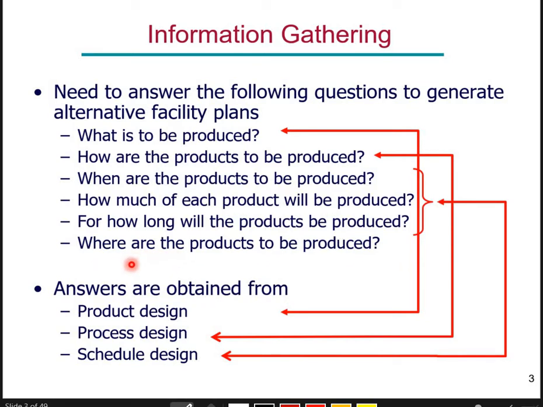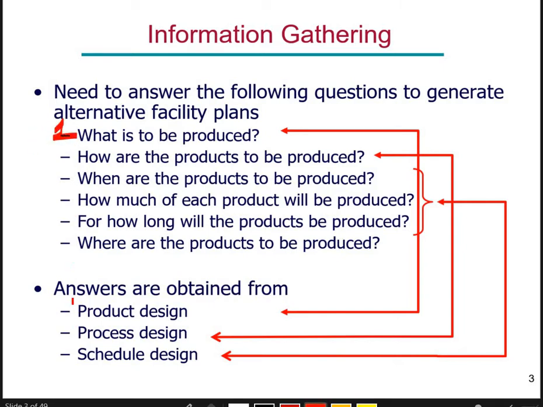It is like a mass production system, or on which machine. So this where includes different aspects. And the answers to these questions are obtained from 3 different design items. The first one is the product design. And product design answers this question, what is to be produced? Okay, so what is to be produced is answered by product design.